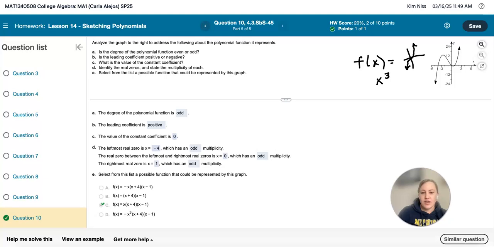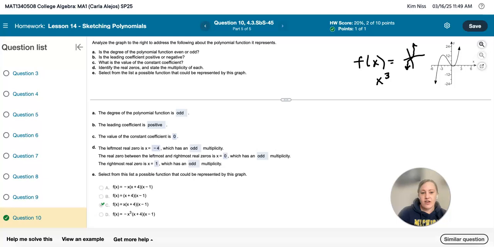Then we're going to think about the leading coefficient. Because this is doing what the known basic graph would do, the leading coefficient is positive. If we had a graph that did something like this, then the leading coefficient would be negative, because it would be doing the opposite of a known basic function. Just knowing that information, we can surmise that the leading coefficient is positive.